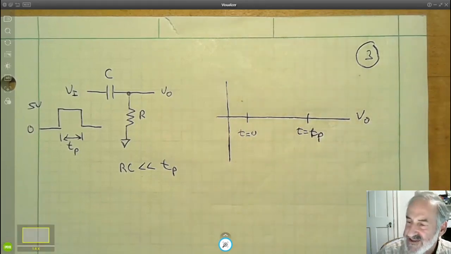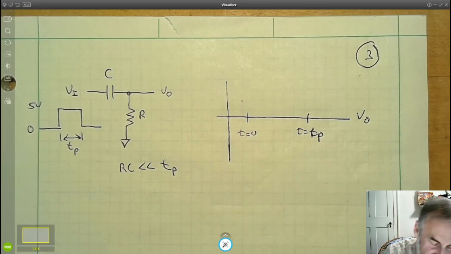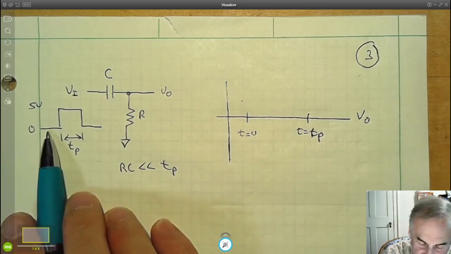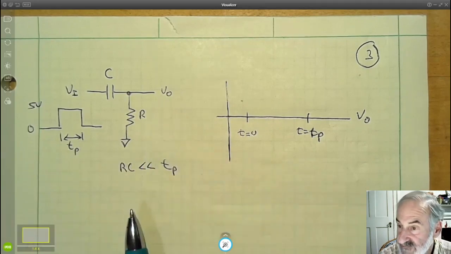And I'm always going to tell you something about capacitive circuits. I'm going to say something like, well, this has been sitting for a long time. If I tell you it's been sitting for a long time with an input of 0, what would you expect the output voltage to be?